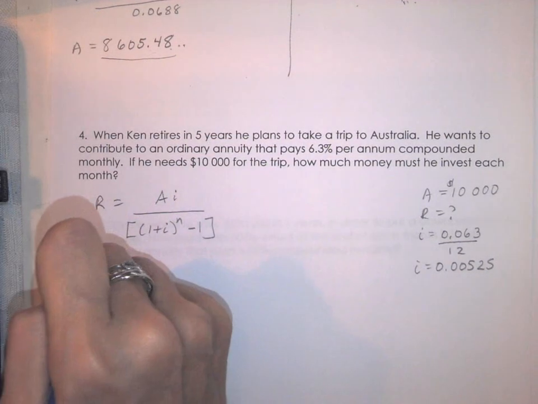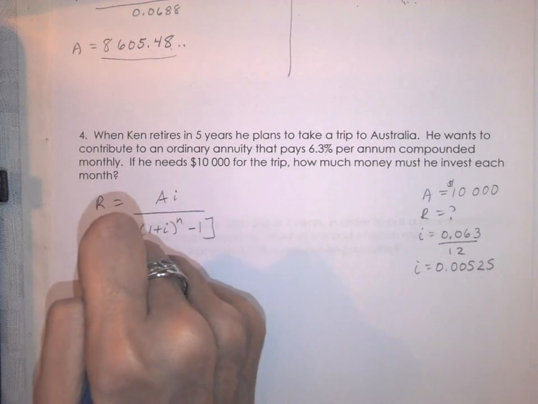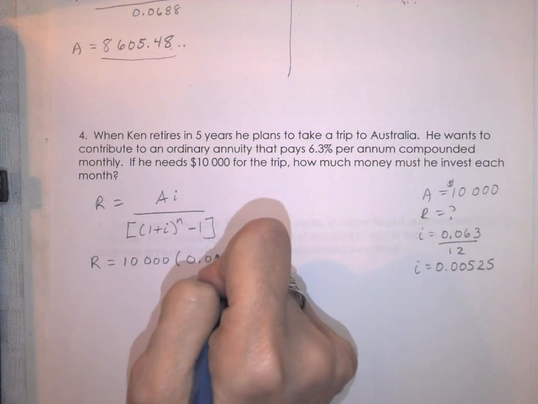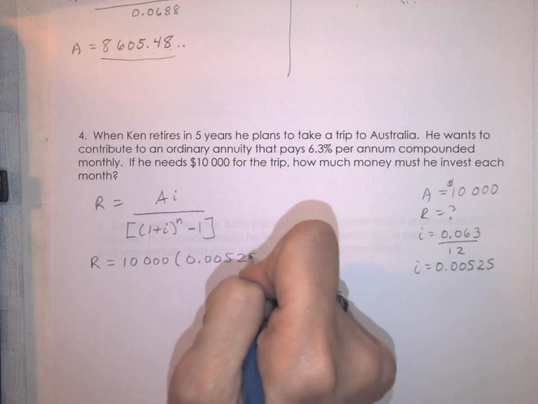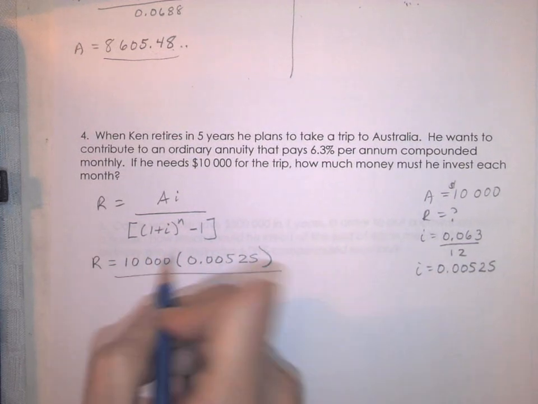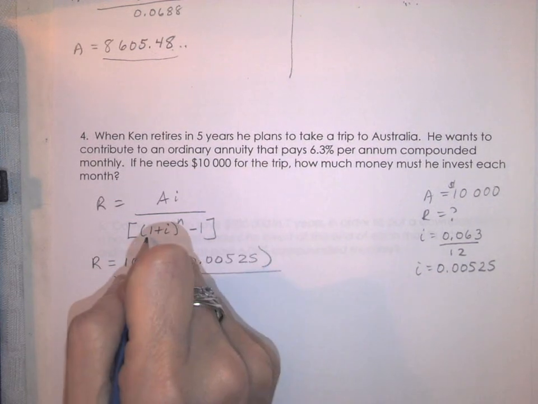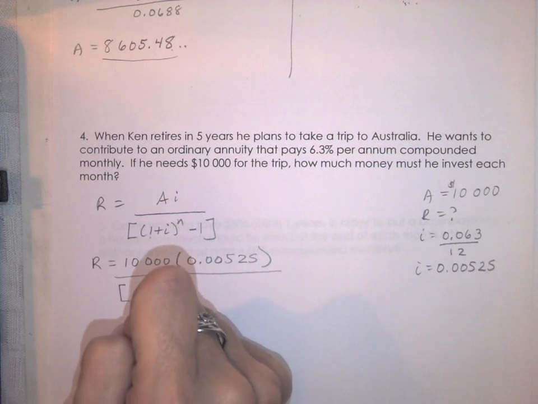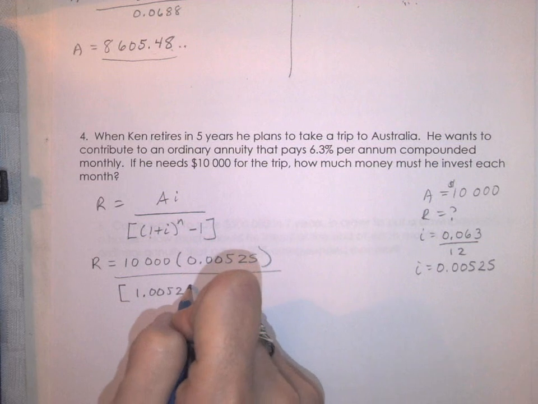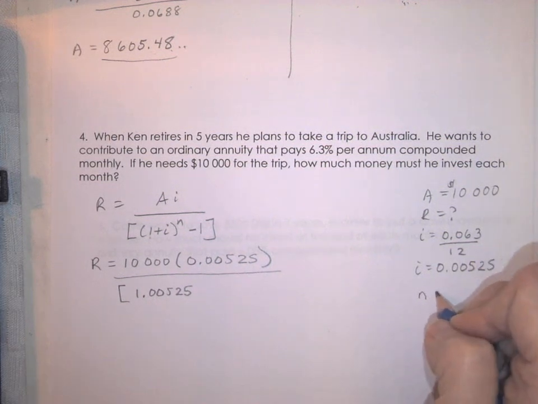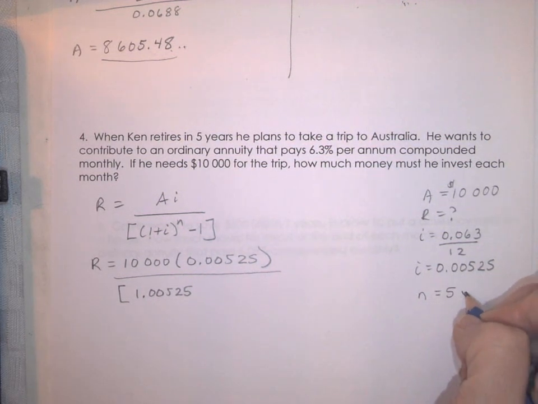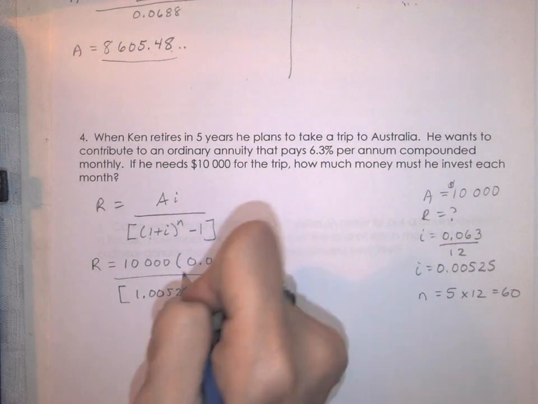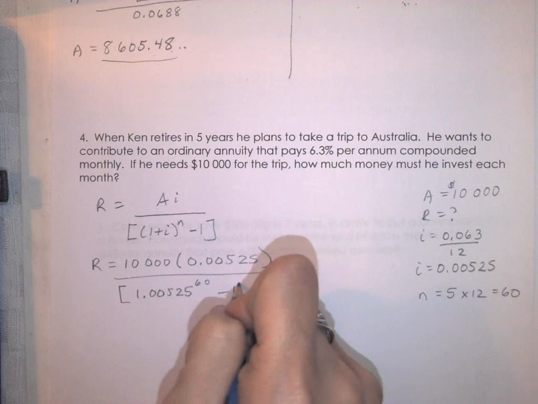Okay, so now I'm going to substitute in. So I've got my A is $10,000 times 0.00525 over, I can add the 1 and the 0.00525, 1.00525. Oh, we didn't figure out n, sorry. So it's 5 years, 12 times a year. So that's going to be 60, to the 60th minus 1.